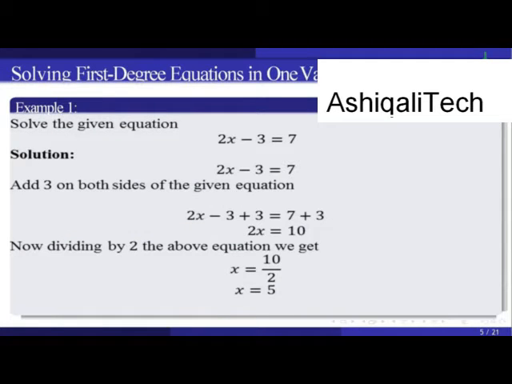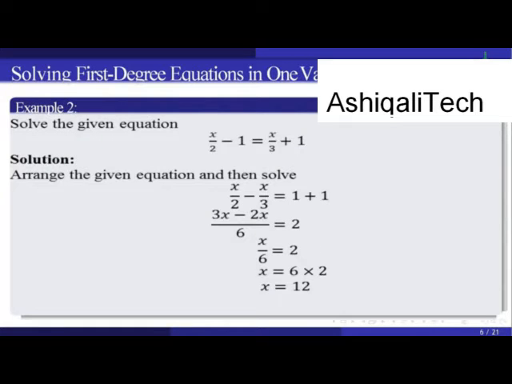Example, solve the given equation 2x minus 3 is equal to 7. First step, add 3 on both sides of the given equation. We get 2x minus 3 plus 3, which is equal to 7 plus 3. So we get 2x is equal to 10. Now dividing by 2, we get x is equal to 10 over 2. So x is equal to 5 is the solution of the given equation.